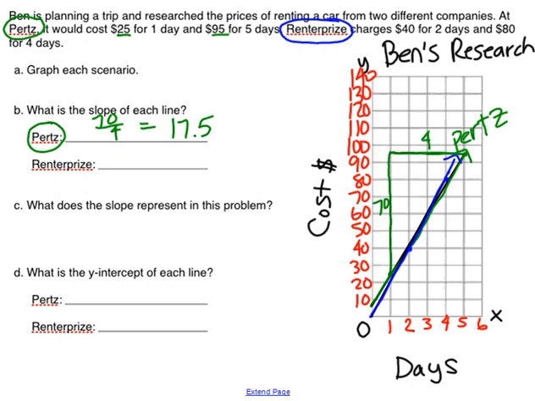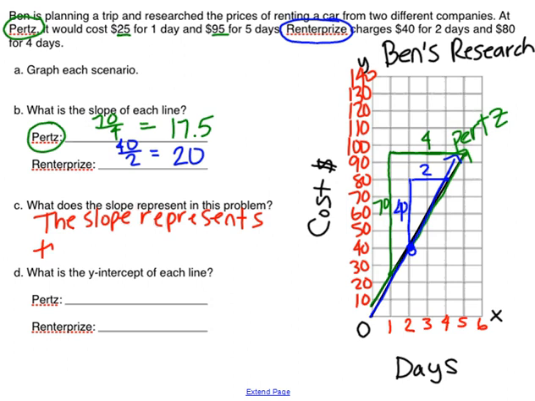Okay, Renterprise in blue, we're going from 40 up to 80, which is a rise of 40. And in the run, we're going from 2 to 4, so a run of 2. So 40 halves would be a slope of 20. Okay, just like we saw before, the slope represents the unit rate. I'll actually say rates because there are 2 lines.